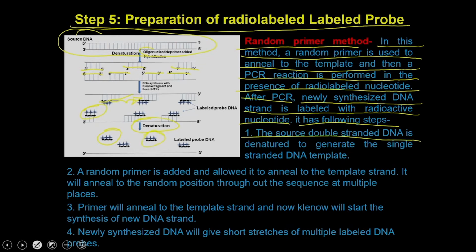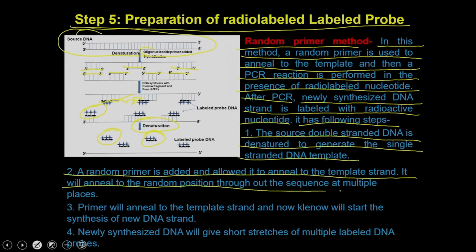So, the source double stranded DNA is denatured to generate the single stranded DNA template. Then a random primer is added and allowed to anneal to the template strand. It will anneal to random positions of the sequence at multiple places. Then the primer will anneal to the template strand, and now Klenow will start the synthesis of the new DNA strands.